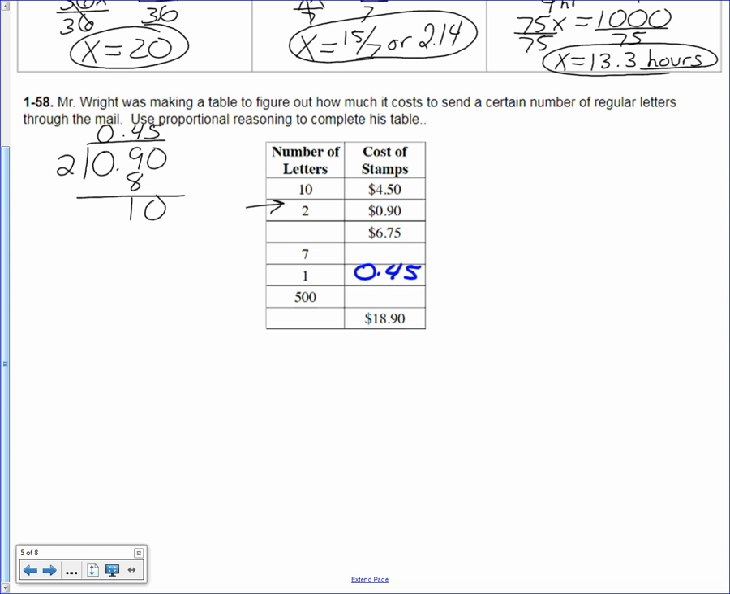So then I can multiply by it to figure out what all the other stamps are. So 7 stamps would be $3.15. I know 500 stamps is $225. And then I divide to find the rest. So if I do 675 divided by 45 cents, I get 15. If I do 1890 divided by 45 cents, I get 42. Okay, so it's all about multiplication and division because it told us that it's proportional.